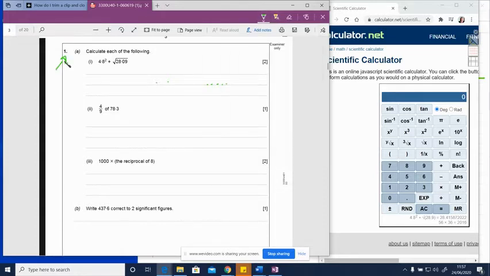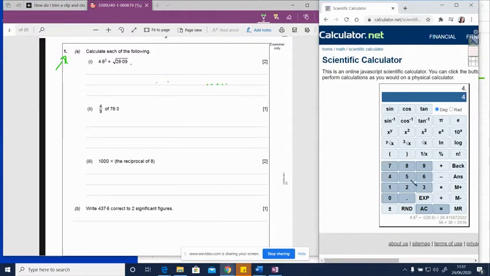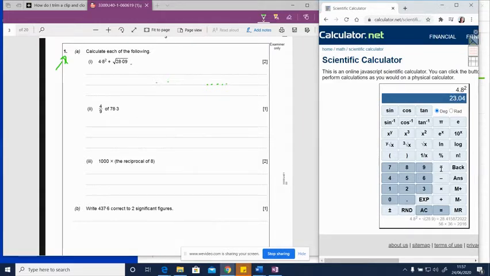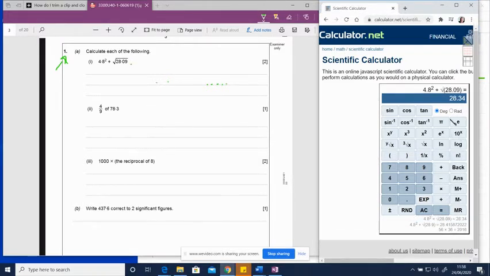Question 1, part A(i) asks us to calculate each of the following. The first one is 4.8 squared plus the square root of 28.09. Now you will have a calculator in the exam with you, so just use your calculator. I've got an online one here. So I'm going to tap in 4.8 squared, find the squared button, there we are, plus the square root of 28.09, press equals, and the answer is 28.34. So I'm just going to write that in.